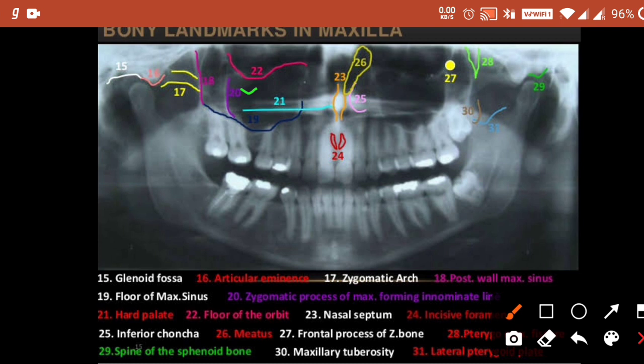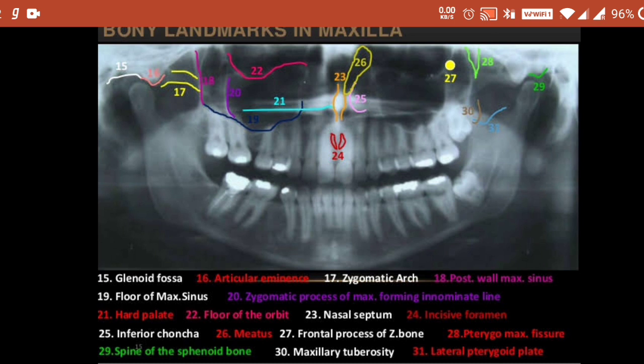Then the horizontal line which you see on your OPG is your hard palate, on both sides. Then the orbit appears as a radiolucent cavity over here, and here you can see the floor of your orbit. Then the nasal septum is seen here. Number 23 is your nasal septum. It appears as a vertical radiopaque partition that divides the nasal cavity.